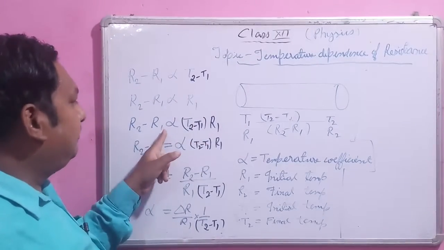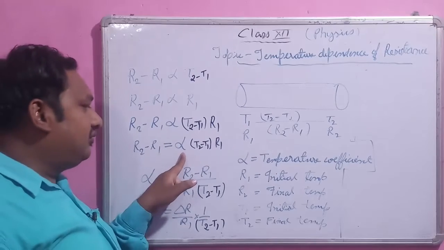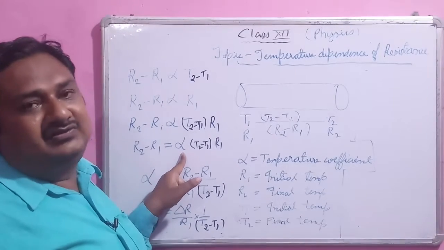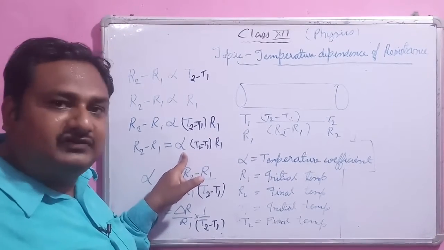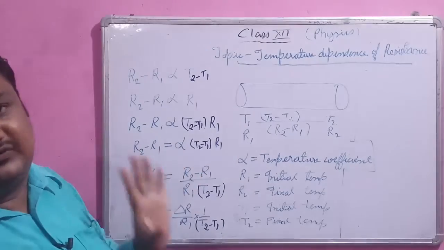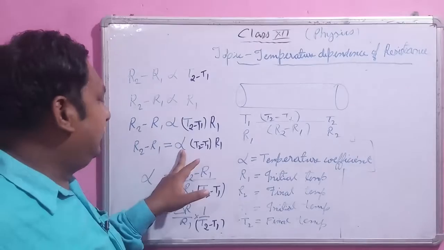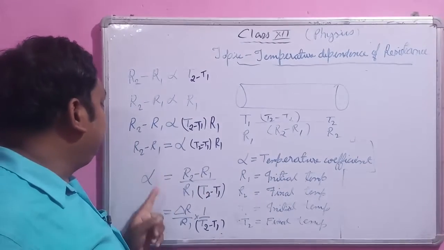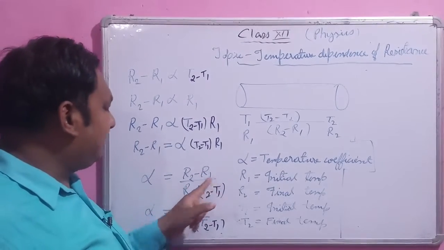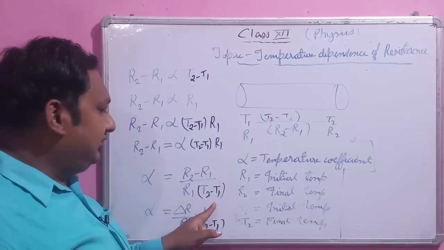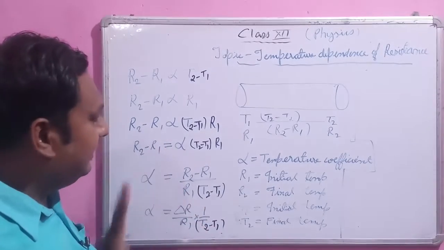And whenever we remove the proportionality, we have a new constant called alpha, and this is nothing but the temperature coefficient of resistance, a constant. So here we can substitute the value: alpha equals R2 minus R1 upon R1 into (T2 minus T1). That is the mathematical formula.